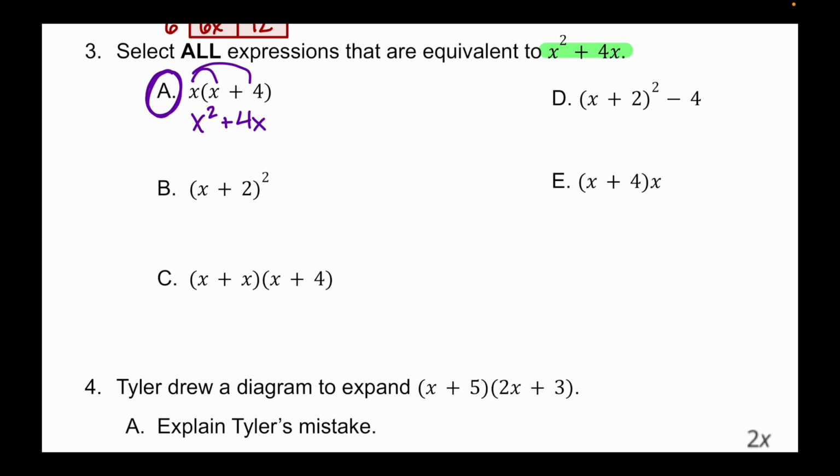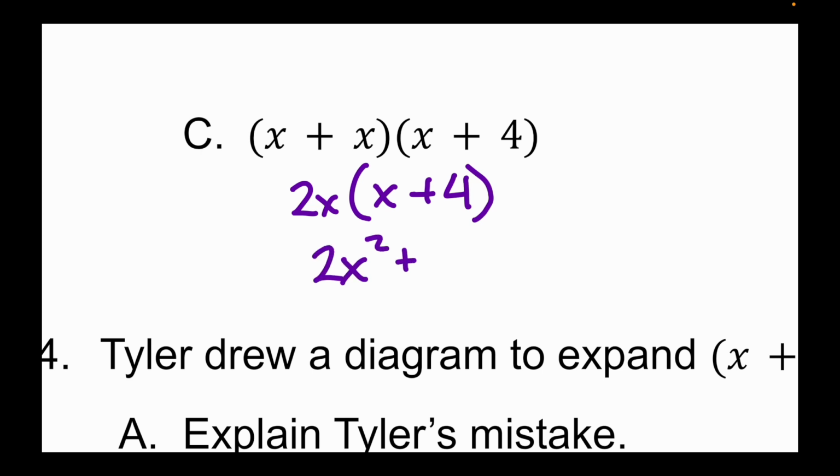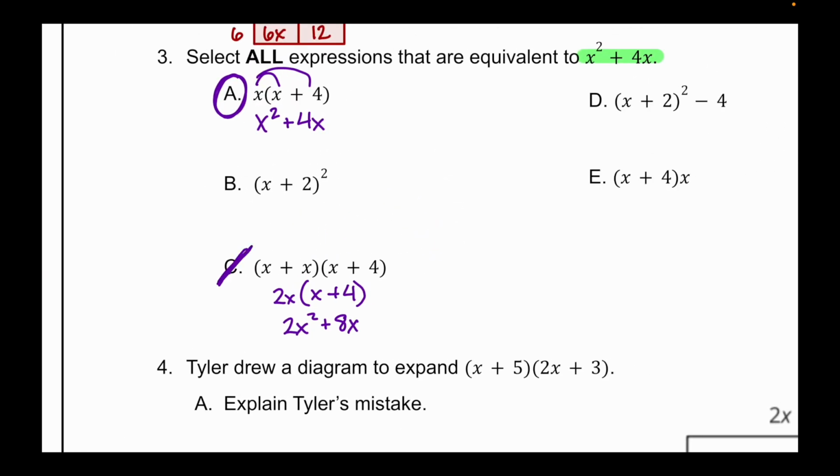Now, I'm going to save B and D for a little bit later. We're going to look at C and E first before we do that. So C, on this one, I don't actually have to do the box method. We could just follow order of operations, and these two could add up to make 2x times x plus 4. So this becomes 2x squared plus 8x, and that is not the same as x squared plus 4x.